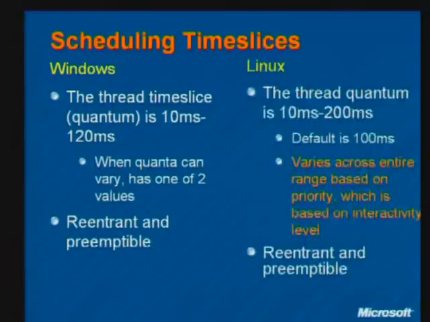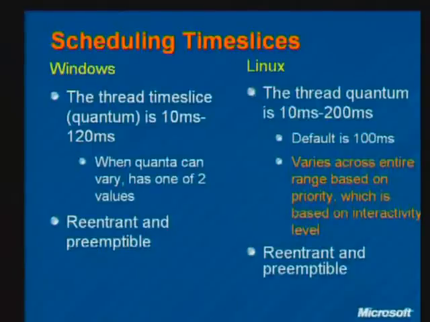If you look at Linux time slices, you see something very similar. The time slice, the quantum, can vary between 10 and 200 milliseconds. The default is 100 milliseconds, so that's pretty close to what you see on Windows. But the difference is that the quantum of a given thread can vary across that entire range of 10 to 200. The way that happens is the quantum of a thread in Linux is tied to the priority of the thread.